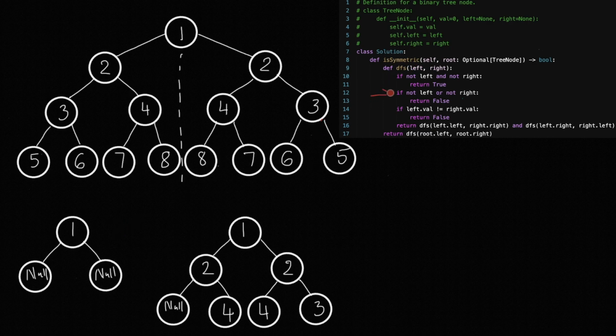Take a look at the second condition. If not left or not right. So that is the case in this tree over here. Let's say we're at this node. This node is null. This node is compared to this node right here, which is at the mirror image position of this. So if one of the nodes in the pair has a null value when the other node has a value, then in this case, we just return false right away because this tree is not symmetric. We don't need to go further.